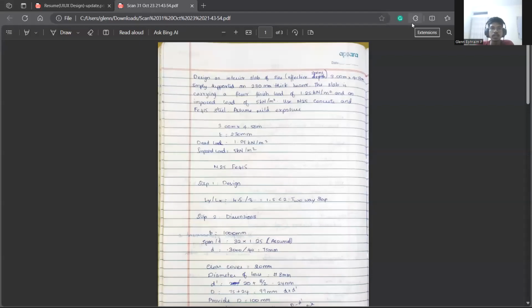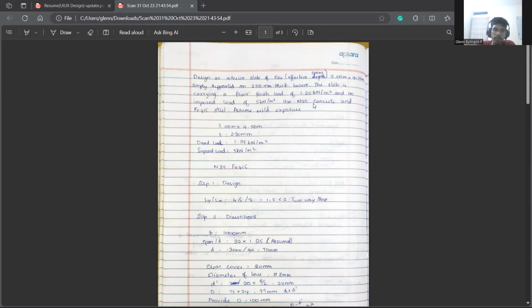Hello, sir. This assignment is regarding the DA1 for the course of Basic Structural Design, and I have taken a problem regarding a two-way slab for the digital assignment. The question is: design an interior slab of size 3 meter width and 4.50 meter height, simply supported on 230 mm thick beams. The slab is carrying a floor finish of 1.25 kilonewton per meter square and an imposed load of 5 kilonewton per meter square.